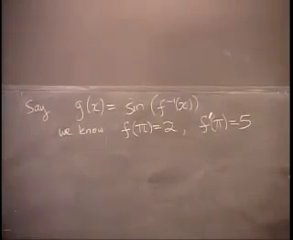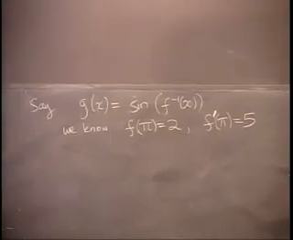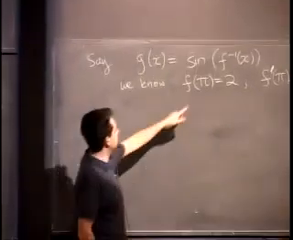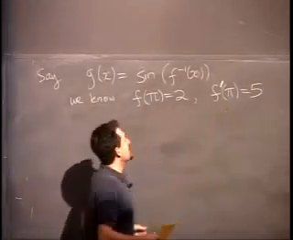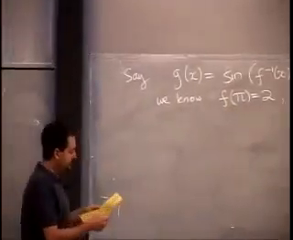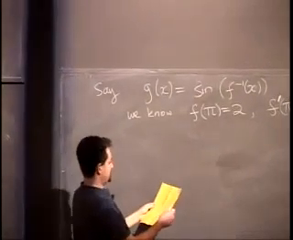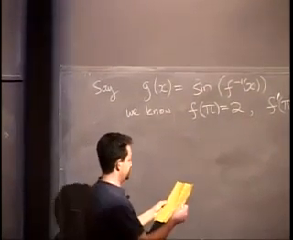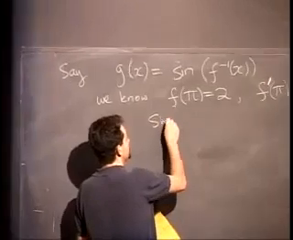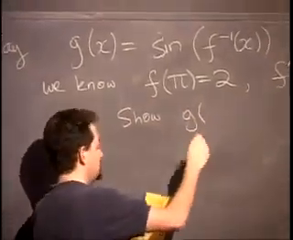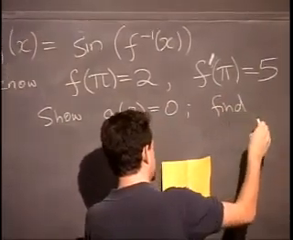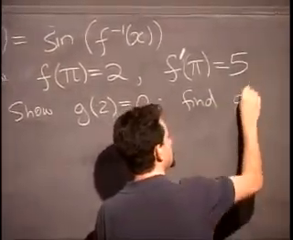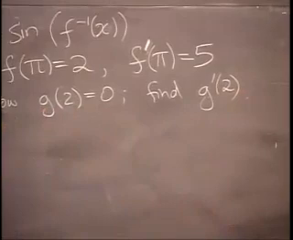So f is some function. It's differentiable. In fact, its derivative is always positive. And so it has an inverse, f inverse. And all we know about f, the original function, is that f of pi is 2, and f prime of pi, the derivative evaluated at pi, is 5. And so the question is, what is the question? Show g of 2 equals 0 and find g prime of 2.